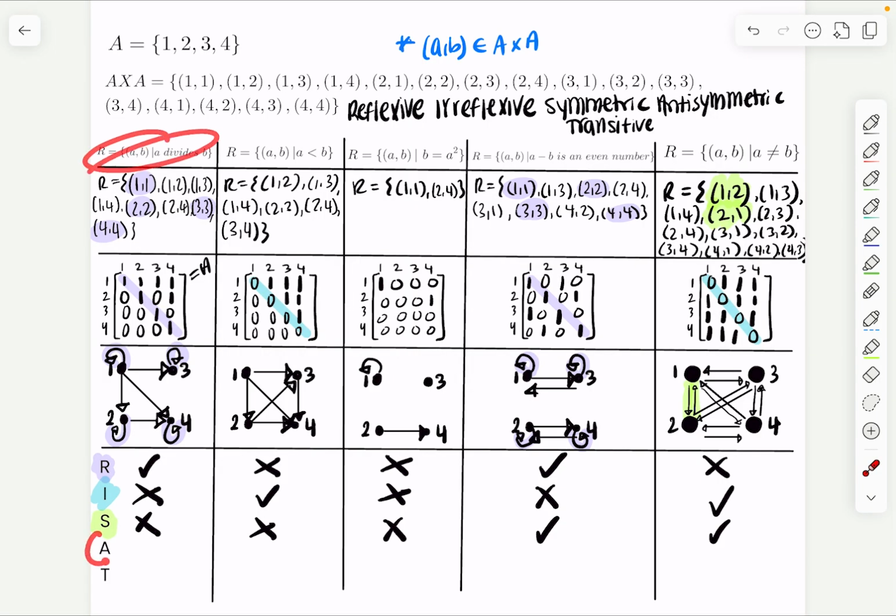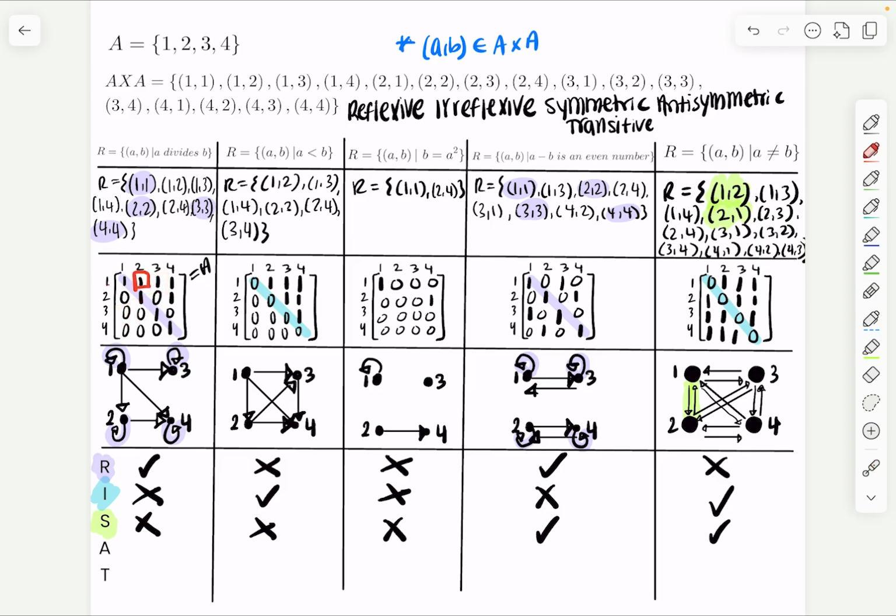Now, is this relation antisymmetric? That just means in a matrix, outside of the main diagonal, so you're going to ignore all of these ones on the diagonal, if you see a 1, then its opposite position, so if this is at 1, 3, the opposite position is 3, 1, should be a 0. And that should be true for all of the ones you see outside of the main diagonal. If you find at least one where the opposite position is 1, then it's not antisymmetric.